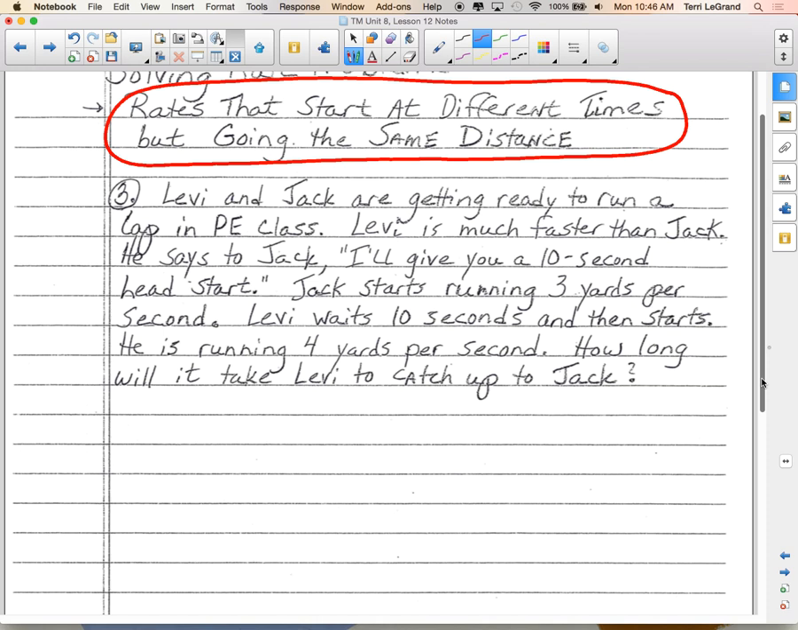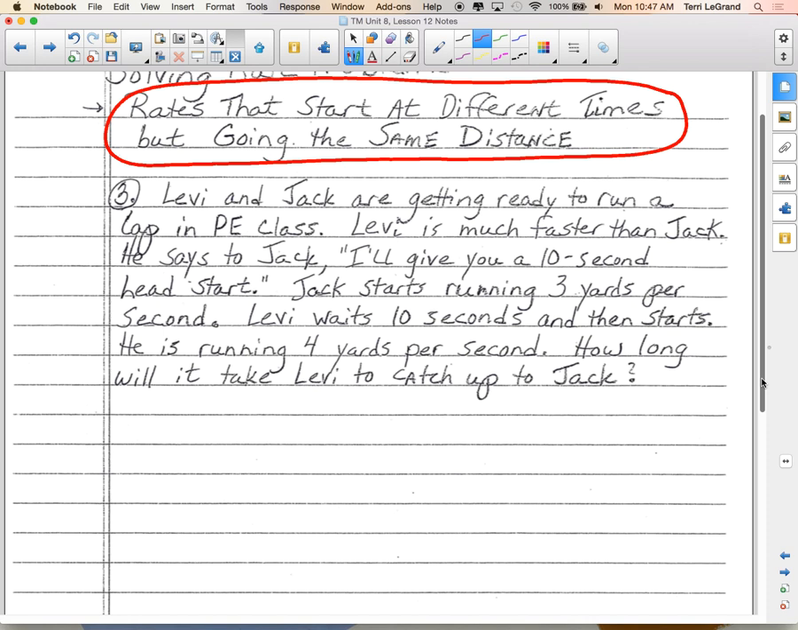So let's kind of get a picture of what's going on here. We're in the gymnasium. Jack starts running. How long does he run for? 10 seconds, okay. So let's pretend that he makes it all the way up to the door here, okay? Where's Levi at right now? He's still back there where Jack started, isn't he? He hasn't done any running yet. And it wants to know, how long will it take for Levi to catch Jack? Well, Jack's not going to stand here and wait for Levi, is he? He's going to keep going. And Levi's going to take off after that 10 seconds, and he's going to try and catch up with Jack.